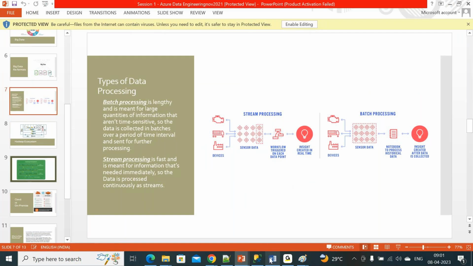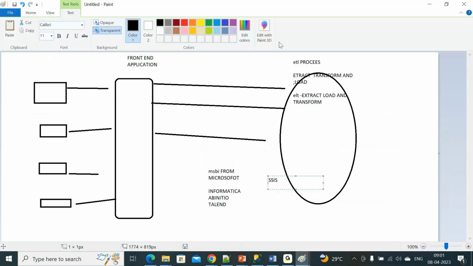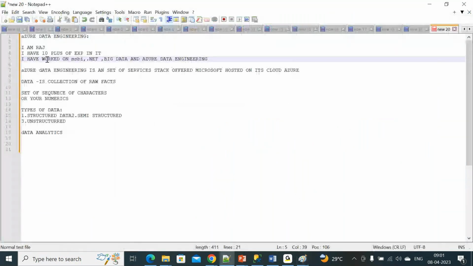In my first explanation, there is something from Microsoft. What is Azure Data Engineering? It is a set of services stack offered by Microsoft, hosted on its cloud, Azure. So Azure is one of the cloud products from Microsoft. All these tools and this architecture that I described are hosted on your Azure cloud. That's why we call it Azure data engineering. Microsoft provides its own set of tools in its own cloud.